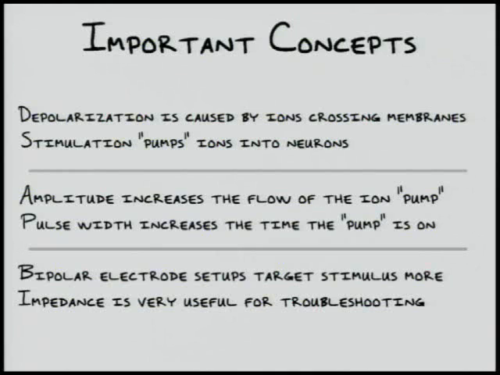Lastly, bipolar electrode configurations target stimulation more than monopolar configurations, and thus are ideal for use when implanting leads, especially with amplitudes and pulse widths that are in the low to mid-range of those available for the neurostimulator device. Additionally, impedance is very useful for troubleshooting neurostimulators and identifying the problems with devices that have lost their therapeutic efficacy.